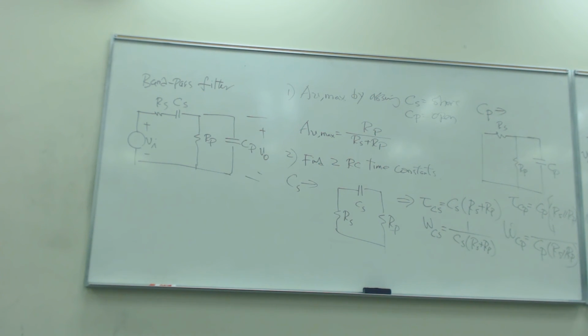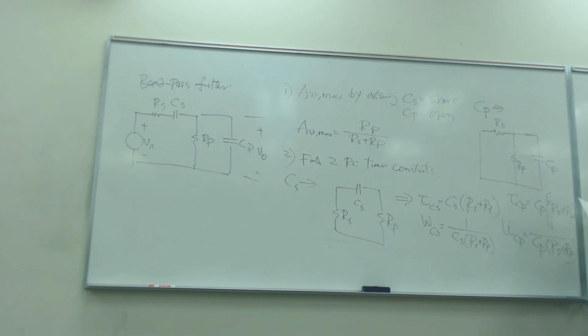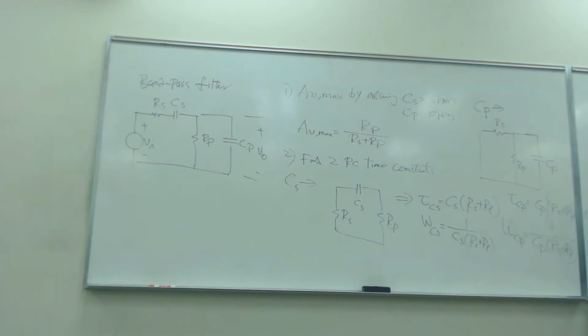All right, now, if we use the same values as before, RS is 1K, RP equal to 10K, I think, right? CS equal to 3 microfarad, CP equal to 3 picofarad, like that. Something like that. Then AB max is 1, right? Omega CS is 100, I think. Omega CP is 3 times 10 to the 8, right?